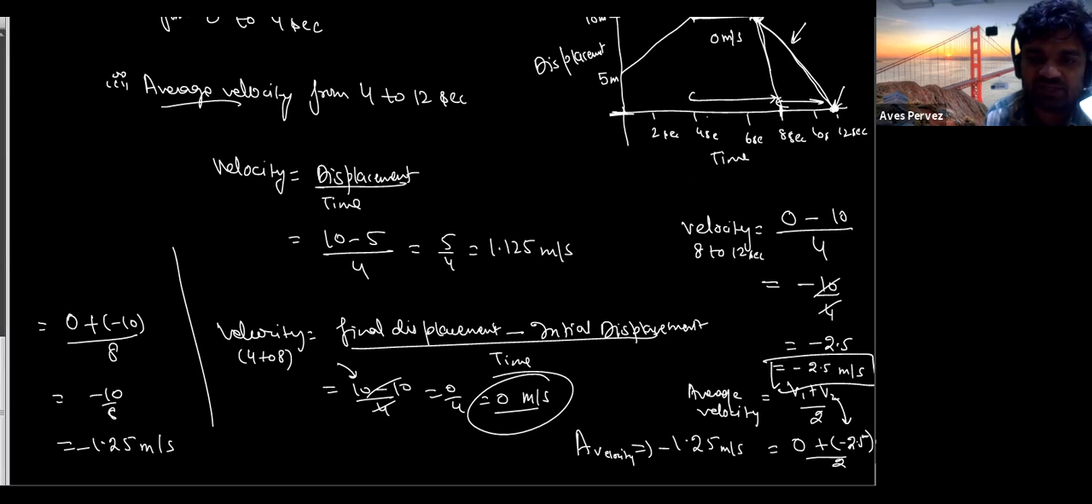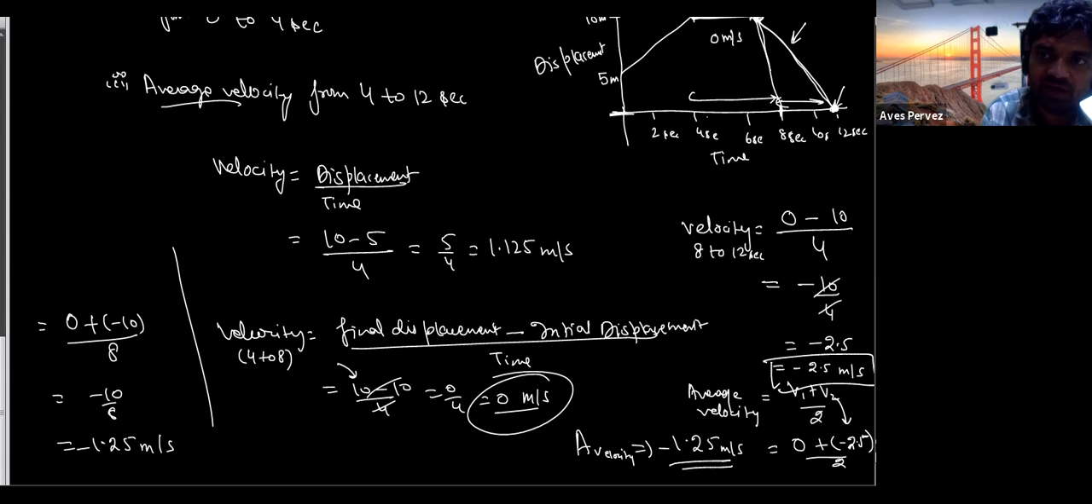So we add these two, 0 plus minus 2.5, and divide by 2. We will get minus 1.25. This is the average velocity. So this is the first case, in which we use the formula (v1 plus v2) divided by 2. Another formula we have is that average velocity is equal to total displacement upon total time.